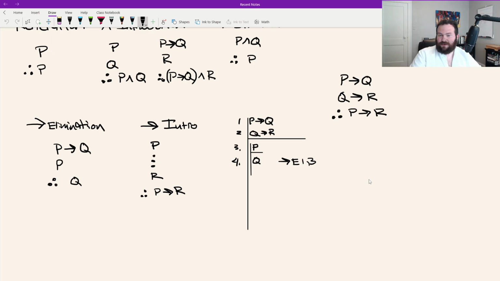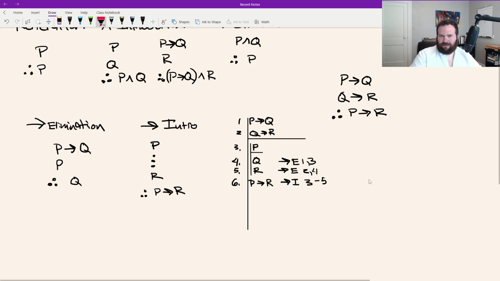Step 5, I now know Q. Well, I can now derive R using the same move, conditional elimination from lines 2 and 4. Notice here I have if Q then R on line 2, and on line 4 I have Q. Okay. Now I get to do the conditional introduction step. On line 6, I can say if P, then R, conditional introduction 3 through 5.